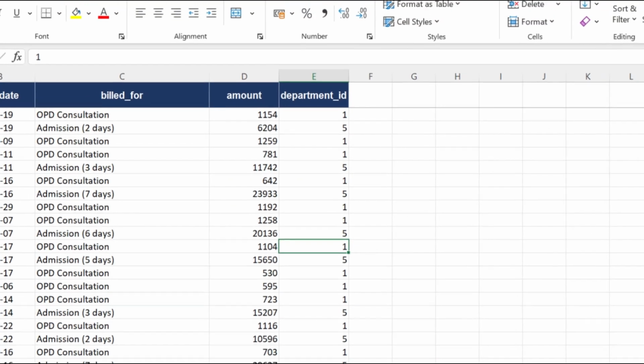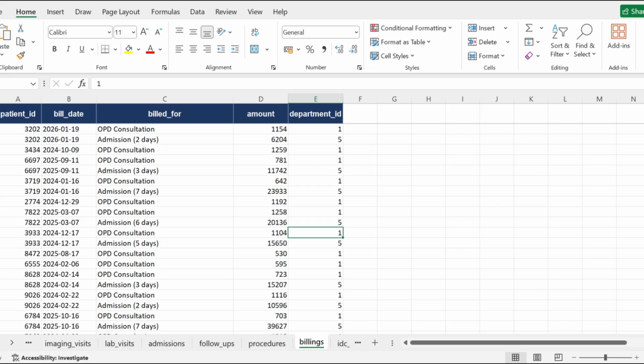Next is the billings table. Healthcare organizations must also manage financial information. This table contains billing records associated with patient services, consultations, investigations, admissions, and procedures. Financial data sets are essential for revenue cycle analysis, service costing, and operational planning.